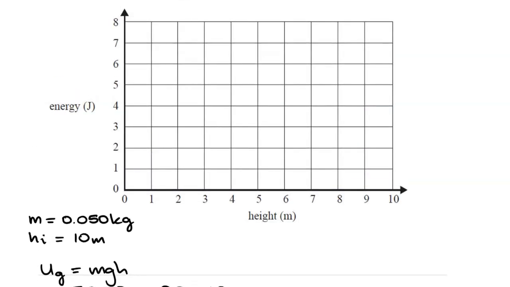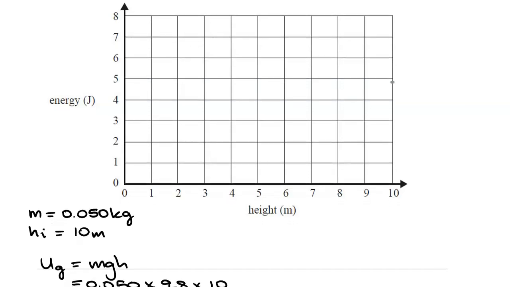Let's get our pencil ready to go. 4.9. Now this height is 10. So we need to do it a smidgen under 5 there. I know there's a couple of ways you could do this question. I know when we get to a height of 0, we're going to have an energy of 0. So I've just put a point down here.